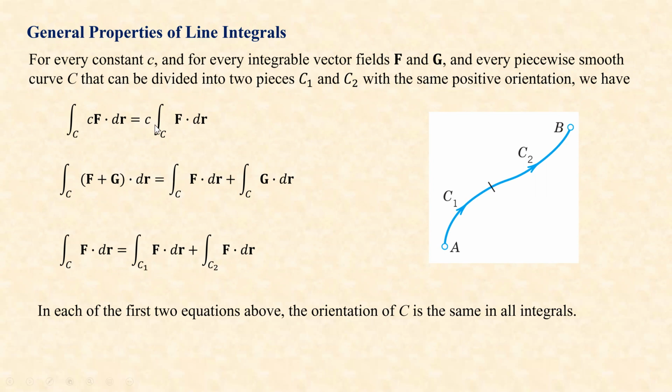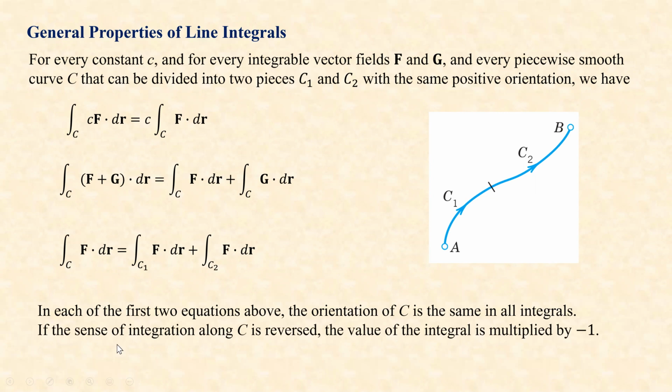In each of the first two, the orientation of C is the same. And if the sense of integration along C is reversed, the value of the integral is multiplied by -1. This is the same as in calculus, where we say the integral from a to b of f(x) dx equals the negative of the integral from b to a. If you switch the limits of the integral, a negative sign appears. This is the same thing. So basically the integral is very intuitive. We can use these properties every time you want.